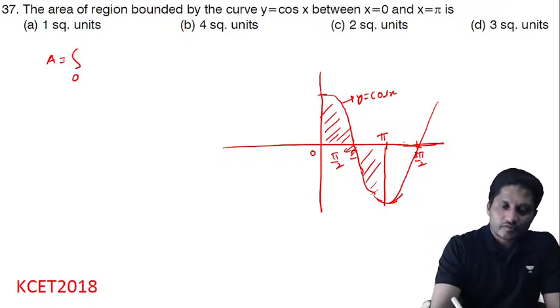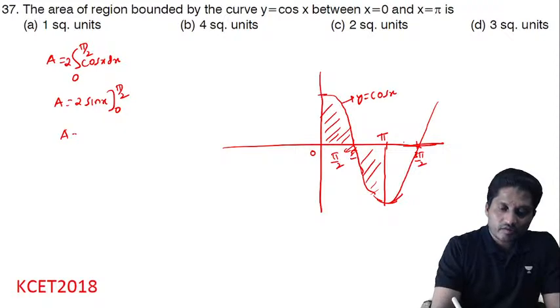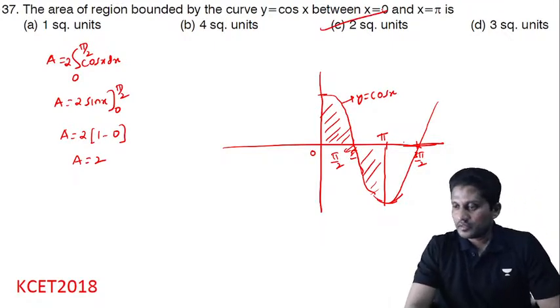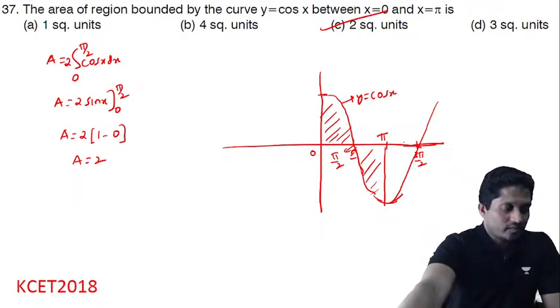Area is equal to 2 times integration 0 to pi by 2 of cos x dx. Area is equal to 2 times integration of cos x, sin x in the limits 0 to pi by 2. Area is equal to 2 times sin 90 minus sin 0, which is 1 minus 0. Area will be equal to 2 square units. Answer is option C. Okay, let's move to the next question.